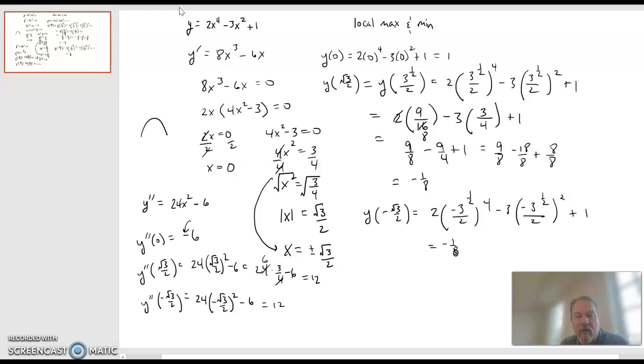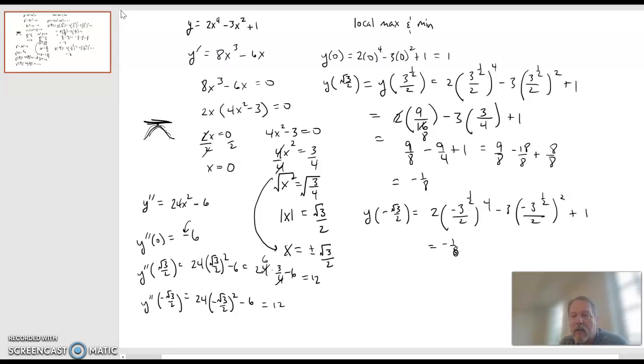So I know 0, which is a possible local max or min, is a local max. How do I know? I know its slope is 0 and the second derivative is negative. If the slope is 0 and the second derivative is negative, I'm at the top of a mountain. My slope is 0, but my second derivative is negative, which means I'm concave down. That means I must be at the top of a hill. I'm at a local max.